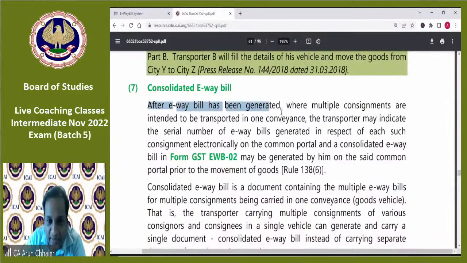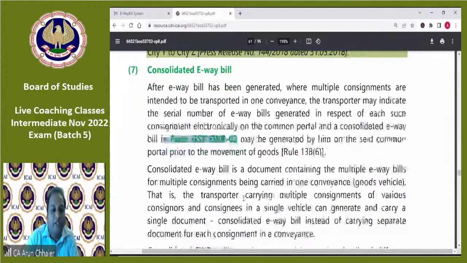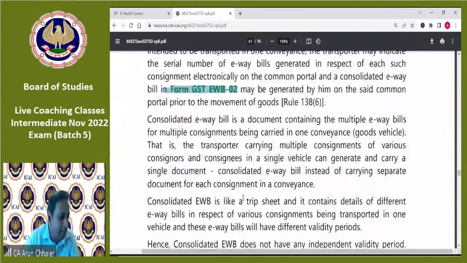One printout would be there, that is called EWB02, the consolidated e-way bill. After the e-way bill has been generated, where multiple consignments are intended to be transported in a single conveyance, the transporter may indicate the serial number of the EWB generated in respect of each consignment electronically on the government portal, and the consolidated e-way bill EWB02 may be generated by him.